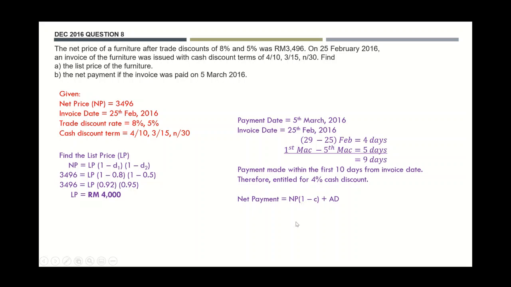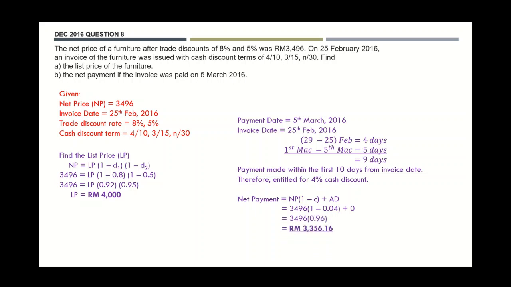Remember that if you have LP, then you have to include the trade discount rate in the solution. Since this time I will use the net price, I don't have to use the trade discount rate anymore, because it has already been calculated. So you have NP(1 minus C) plus AD. Substituting with the correct values, NP is 3496, the cash discount is 4%, and the AD, additional charges, is 0, so there are no additional charges.